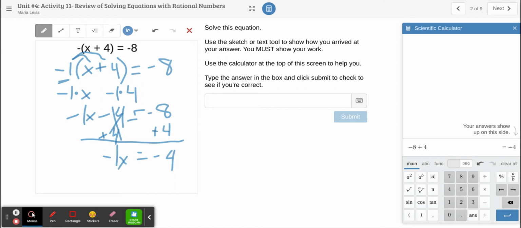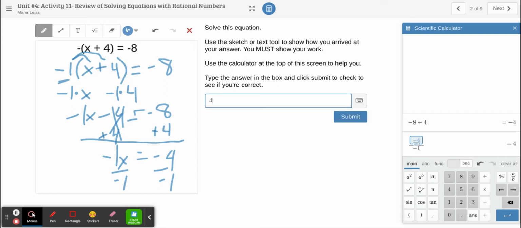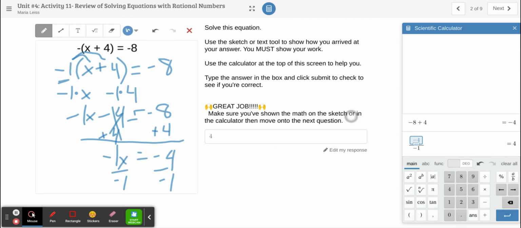We write that negative 1 to remind me I can't end with a negative variable. So I'm going to divide both sides by negative 1. So I can go negative 4 divided by negative 1, and it's going to give me a positive 4. Great job. Clap your hands. Good job. All right.